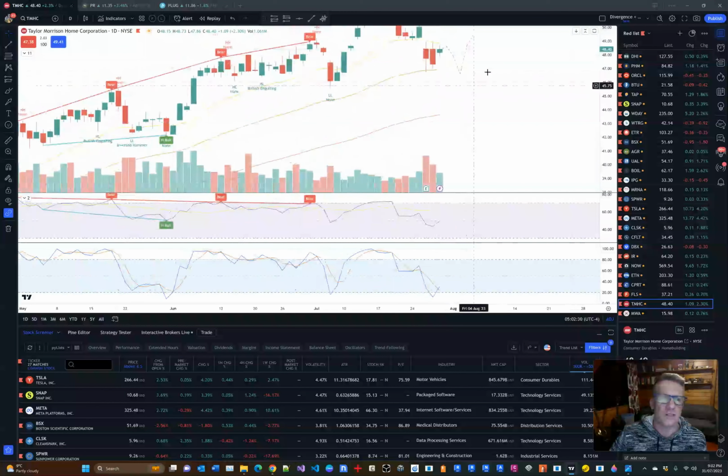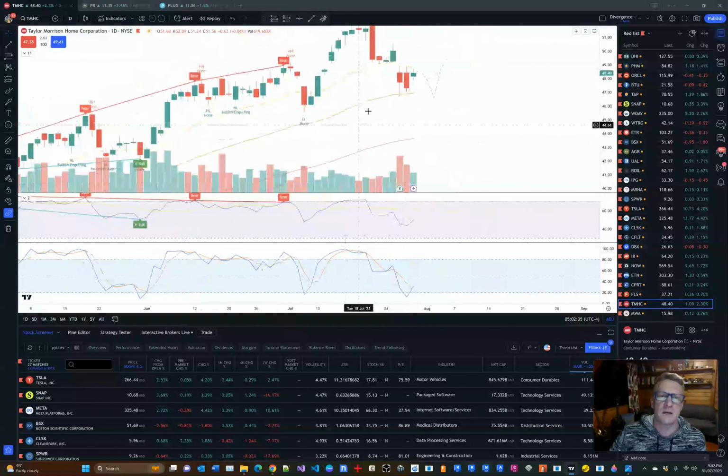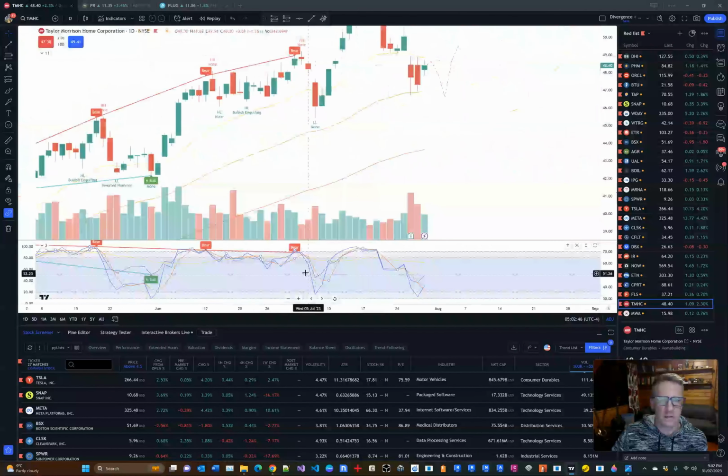So the reason I chose this one is we can see that it has almost tested this EMA 50 line here. It's done so again recently. It's been up here above the 80 stochastic mark for quite a bit. It had a bit of a drop and then it bounced back again.